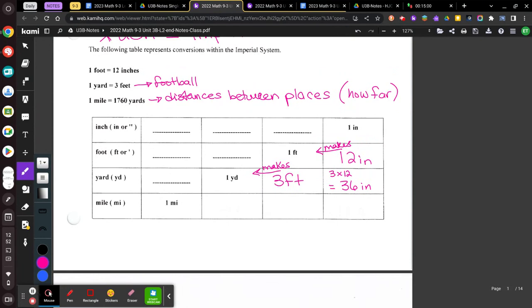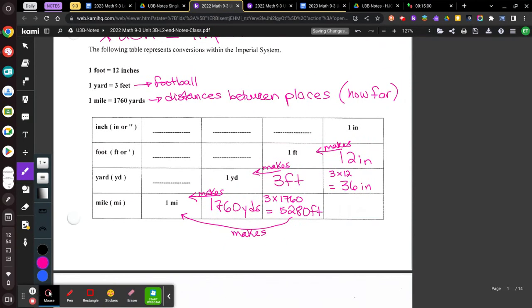Now we've got miles. So now we're into miles. How many yards does it take? Well, it takes 1,760 yards to make 1 mile. Okay. Well, then I have to take my 1,760 times 3. We're timesing by the number above it. So that's going to give me 5,280 feet. So it takes that many feet to make 1 mile.